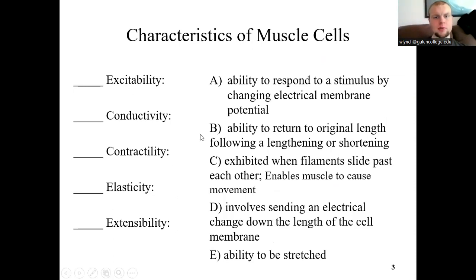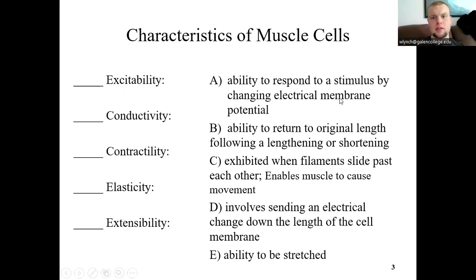So we have 5 characteristics of muscle cells, the cells that make up musculature. They are excitable, meaning that they respond to electrical change. They are conductive, meaning that they can conduct electrical currents. They are contractile, meaning that they are able to contract. They're able to pull on each other. They are elastic, meaning that they can stretch and they can move and they are malleable. And extensibility, right? So let's go ahead and match these with what we've got going on here.